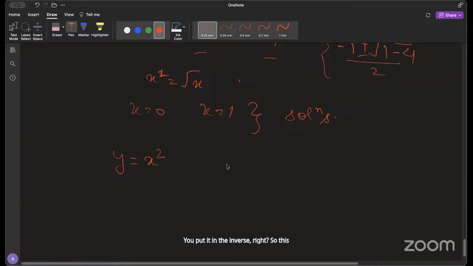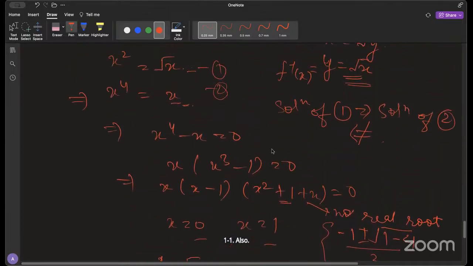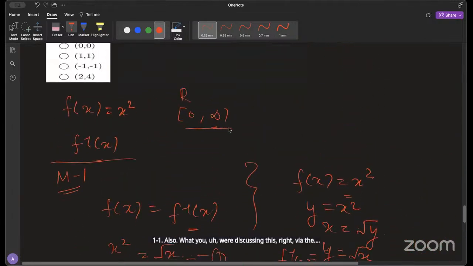So this gives you y equals 0 and y equals 1 respectively for both of these. So it's (0, 0) and (1, 1). Also, what you were discussing: why change the domain?